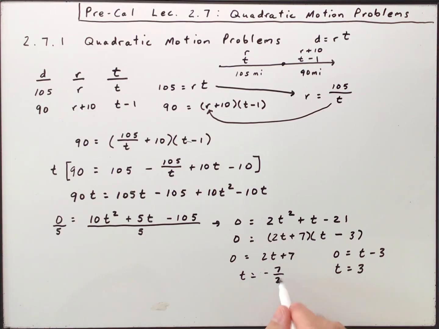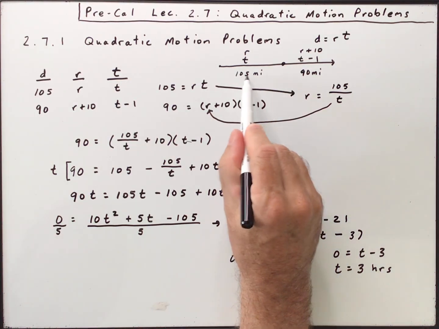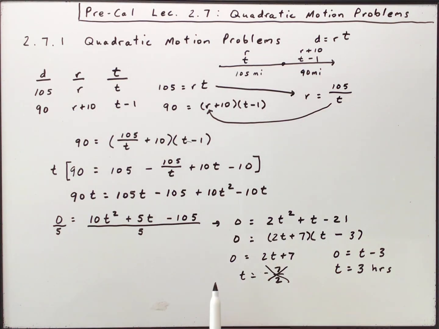So negative 7 over 2, we can't have that, right? It's because you can't have a negative time. So we've got 3. Now, don't circle that, because the question says, how long did it take to get to the friend's house? Well, this is how long it took. 3 hours is how long it took to get 105 miles.